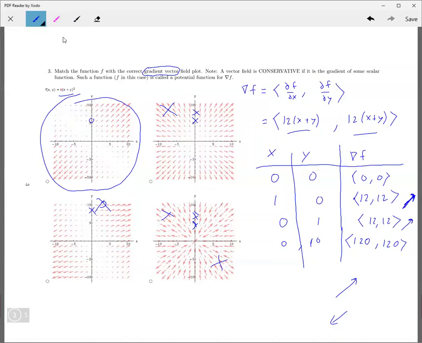Okay, important concept here, and that is a vector field is conservative if it is the gradient of some scalar function. And such a function f, so this f right here, is a potential function for this gradient field. So this gradient field came from this potential function. It's the gradient of this function. So this vector field is called conservative.